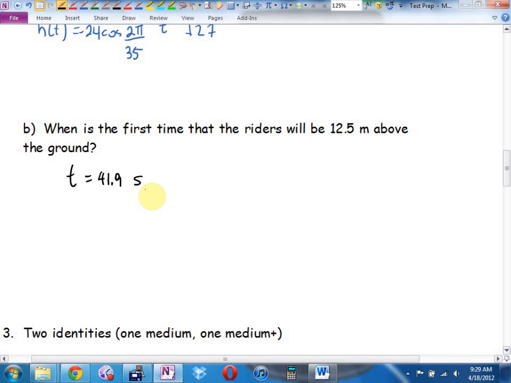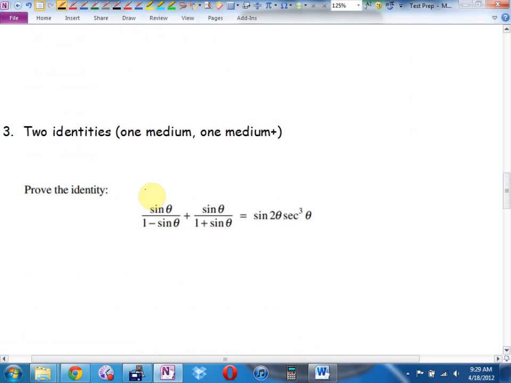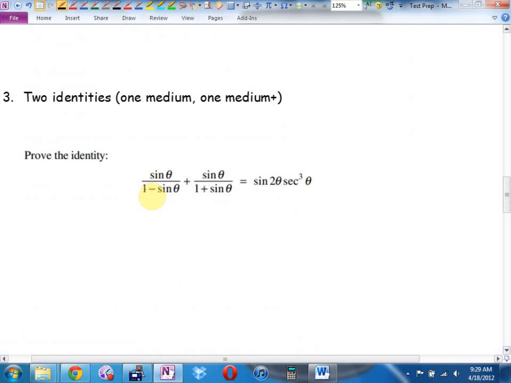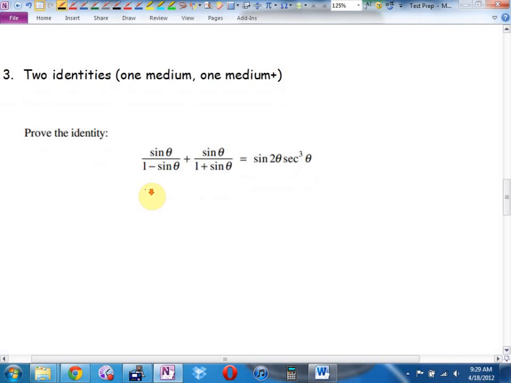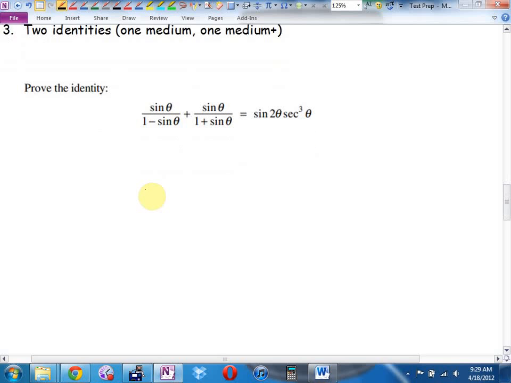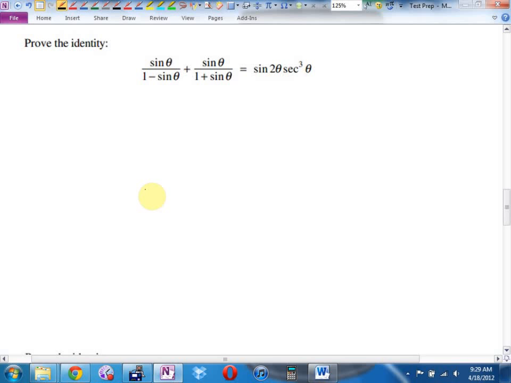Then you're going to turn the page. You're going to say, oh, Mr. Dueck has 2 identities. I have one medium and one medium plus. I have a couple of simple ones on the multiple choice. I have one nasty one on the multiple choice. But your identities, medium, medium plus. I yanked these from provincial exams. I don't know how tough they are. I just yanked them this morning from the last 2 provincial exams that were released. The fact that there's a secant cubed makes me go, but that's okay.